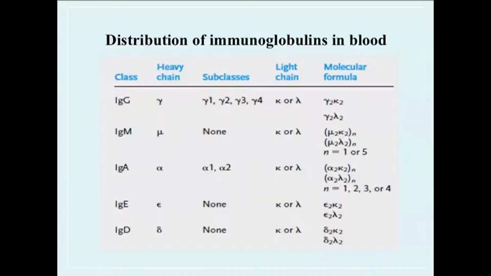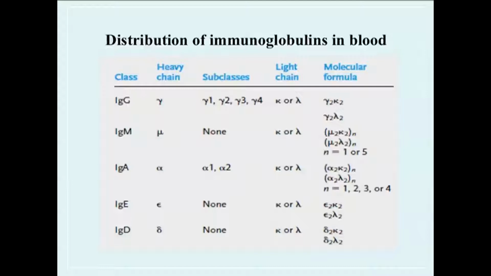Now, 5 different sequences have been found for the constant region of the heavy chain, and we name them differently. If the sequence is gamma, we call that isotype IgG. If the sequence is mu, we call it IgM. If the sequence is alpha, we call it IgA. If the sequence is epsilon, we call it IgE. And when the constant region sequence is delta, the immunoglobulin is called IgD.